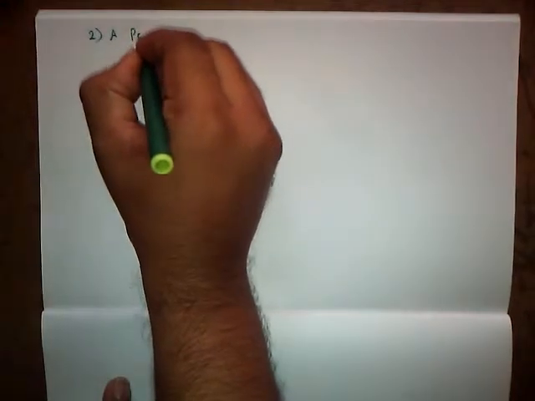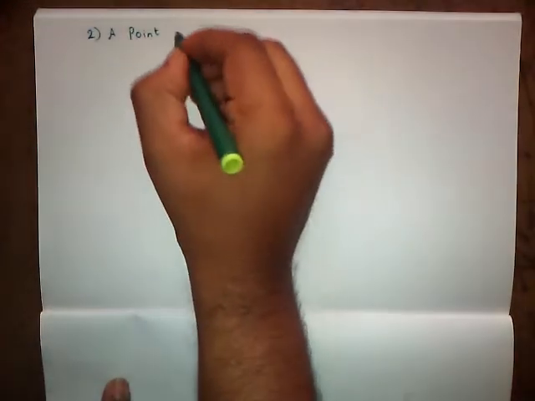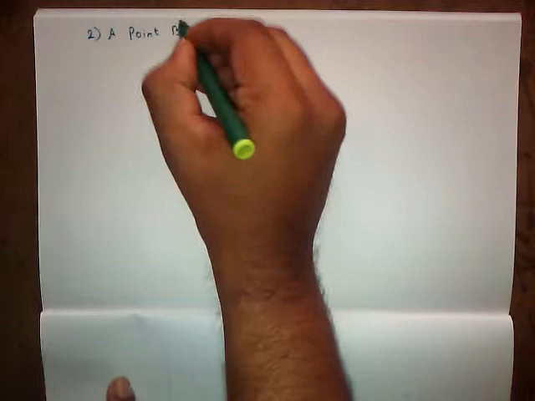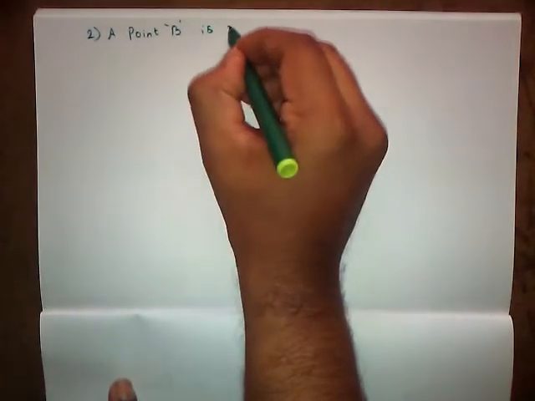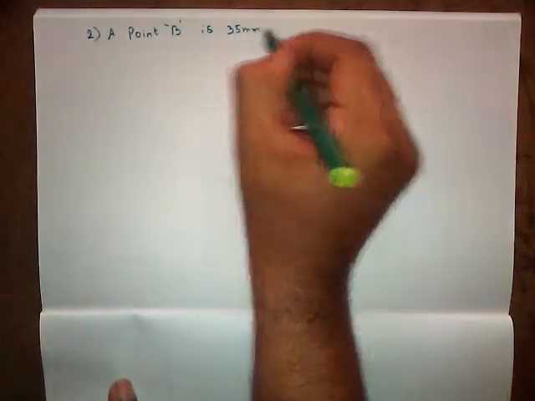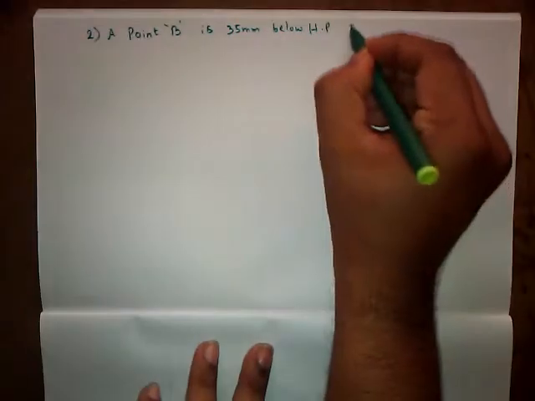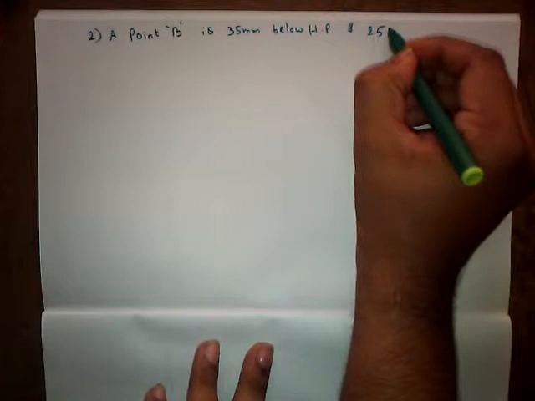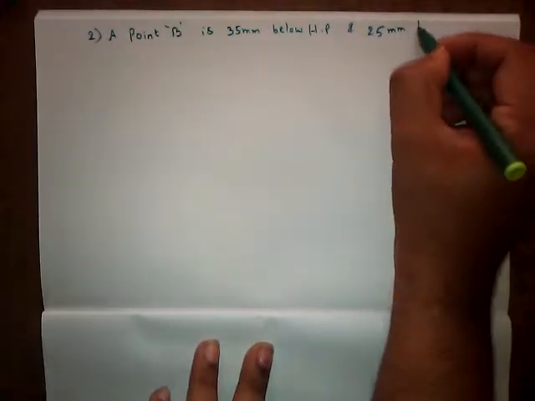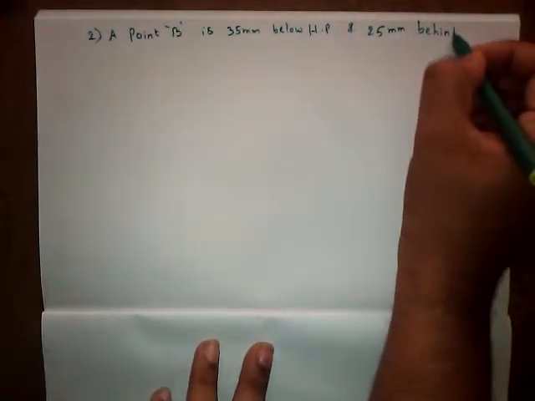Question number 2. A point capital B is 35 mm below HP and 25 mm behind VP.